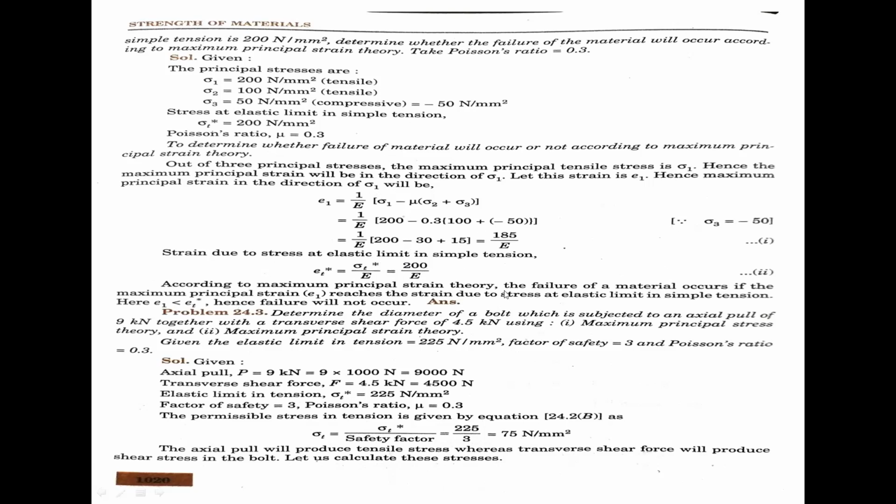According to the maximum principal strain theory, failure of the material occurs if the maximum principal strain e1 reaches the strain due to stress at the elastic limit in simple tension. Hence, here e1 is less than e t star, so failure will not occur. That is the main condition in the maximum principal strain theory: e1 less than e t star, hence failure will not occur. This is the calculation for the example problem.